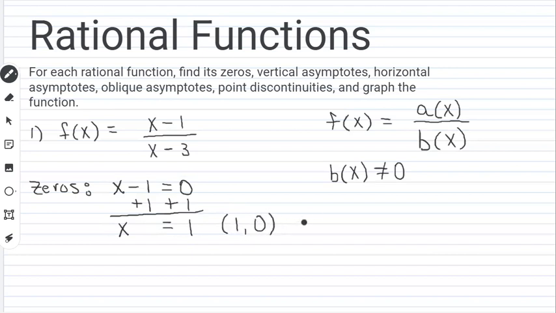And since we can also call this an x-intercept, we're going to let the y-coordinate be 0 for all of our zeros. So that's how you find the zeros. You let the top be equal to 0.